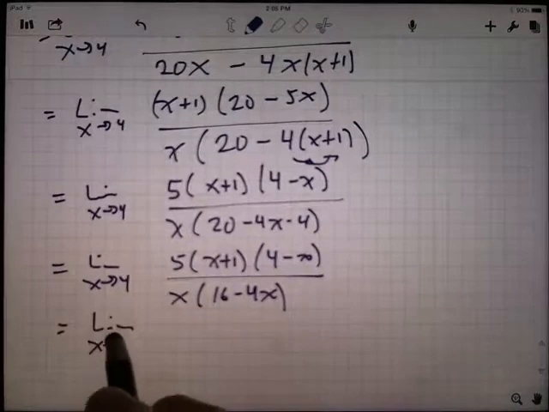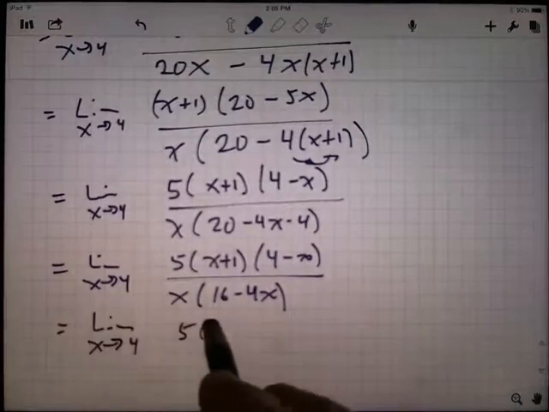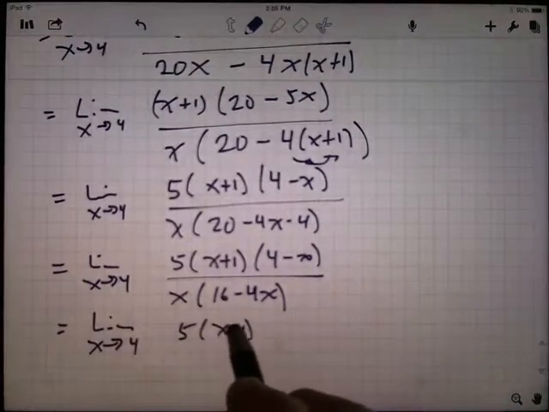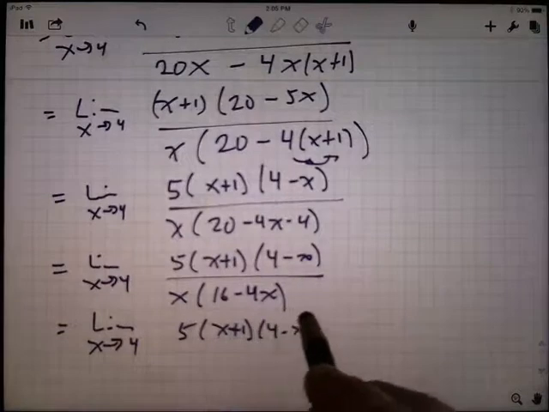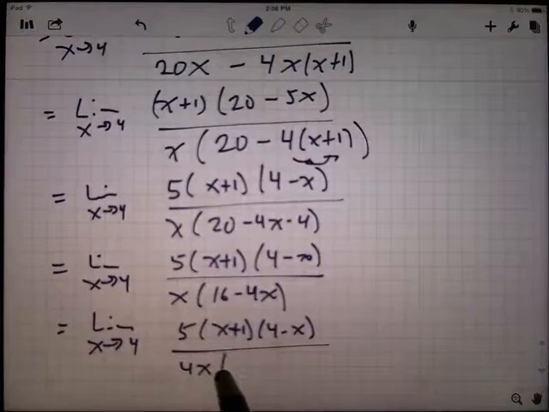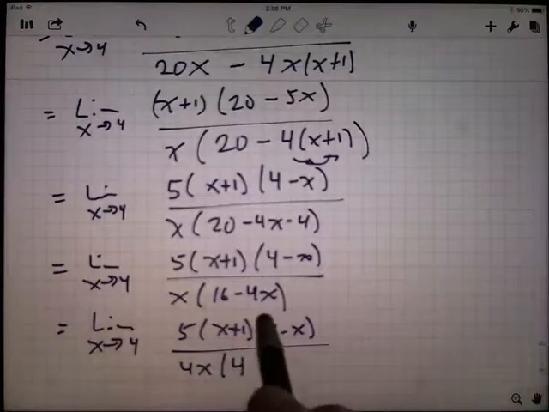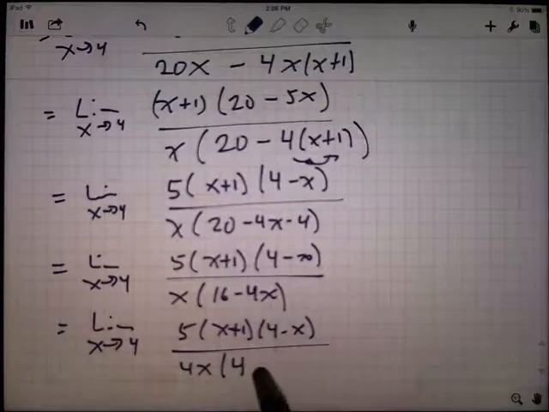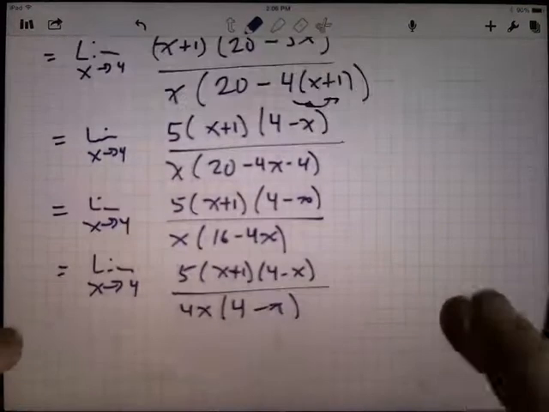The limit as x goes to 4. I've got the 5, I've got the x plus 1, I've got the 4 minus x, I've got a 4 that I'm factoring out of here. There already was an x out there, so when I factor a 4 out of the 16, there's just a 4 left. When I factor the 4 out of the 4x, there's an x left, and there was a minus sign in between. And there it is.